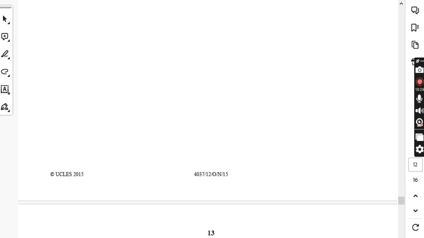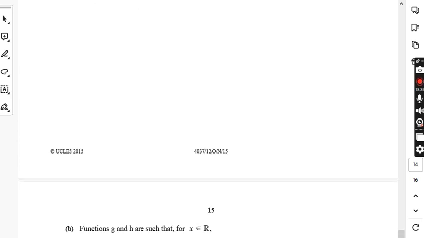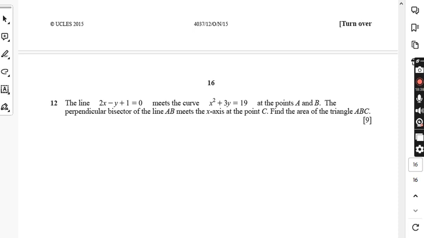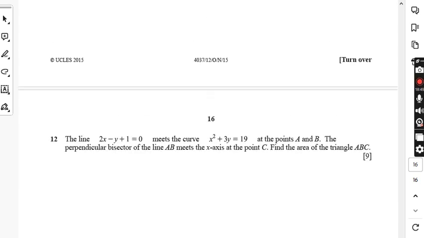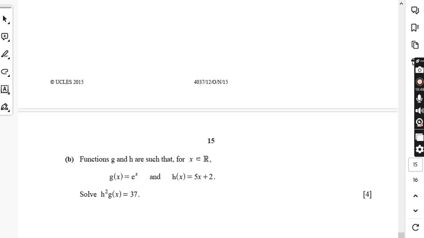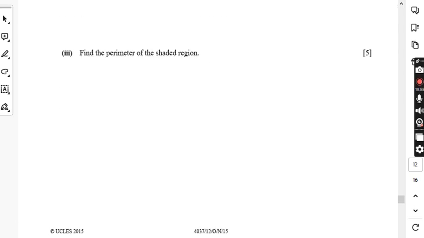Definitely there is no more question of integration in this paper, therefore we will do another paper, like paper 2 of 2015. Okay student, so this is our today's class.